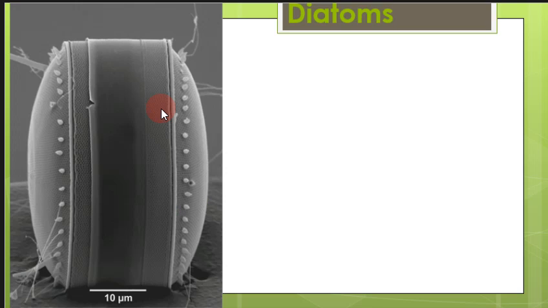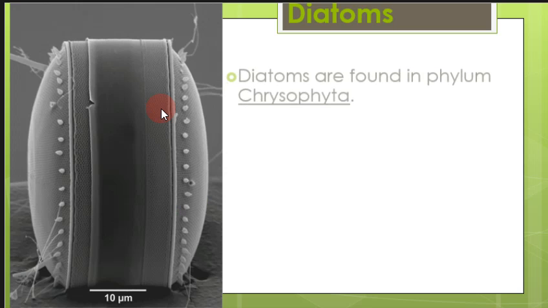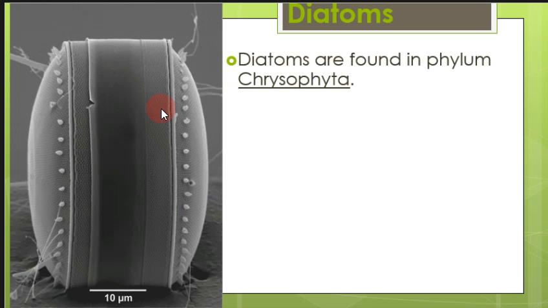Diatoms are super cool, all right? We're going to look at several of those in the microscope today. They are found in phylum Chrysophyta. You can hear the word crystal in there. That's because their cell walls are made of glass. It's so cool, all right?